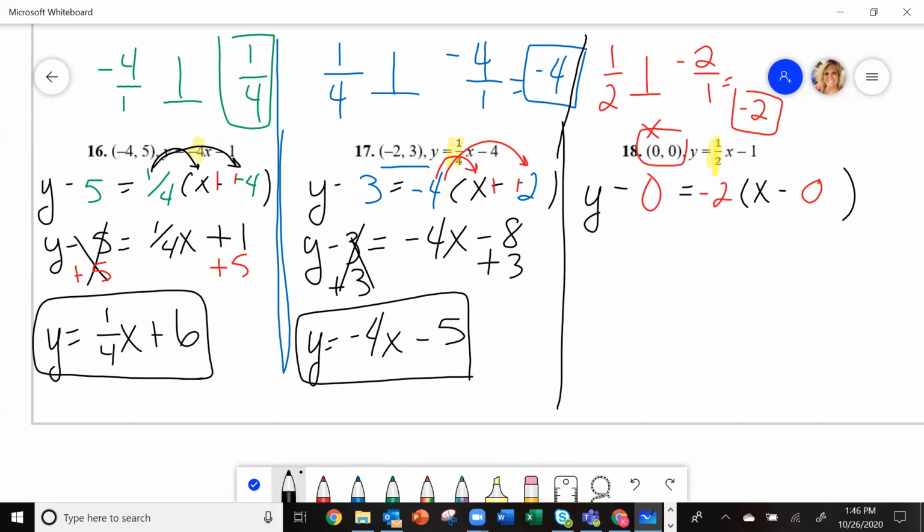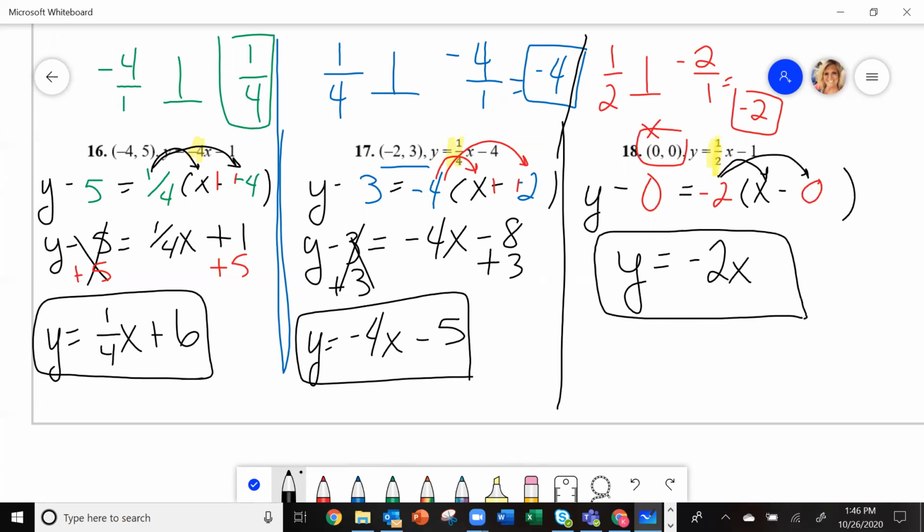Is there minus and negatives? No. So now, first off, y minus 0, I can just drop the 0 and just put y equals -2 times x, -2x. -2 times 0 is 0. I won't put that. This should be my answer. Now, if you put y equals negative 2x plus 0, that's not wrong, but it's not going to be on your test like that with a plus 0.